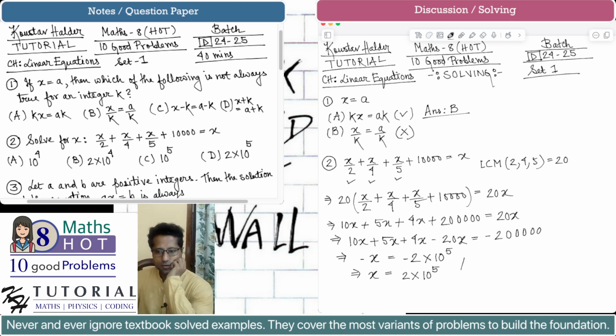Hence the correct choice, this is the value of x, that is the solution or root of the given equation, and hence the correct choice is D. D is the correct choice.